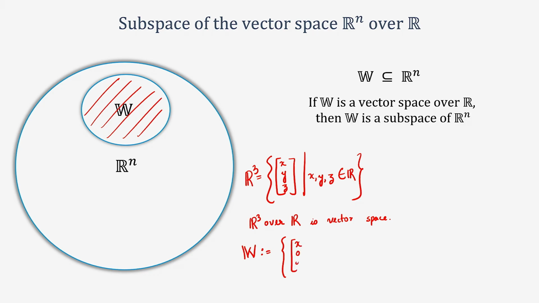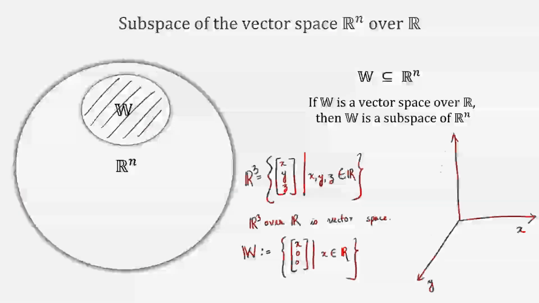I take a subset of R3 and I define W as all the vectors of the form (x, 0, 0). This is a subset of R3 because it contains all the vectors of the form (1, 0, 0), (2, 0, 0), (1.3, 0, 0) and so on. Since it is in R3, you can draw a 3D plot, with axes x, y and z.